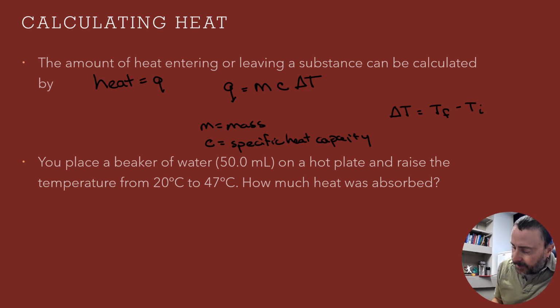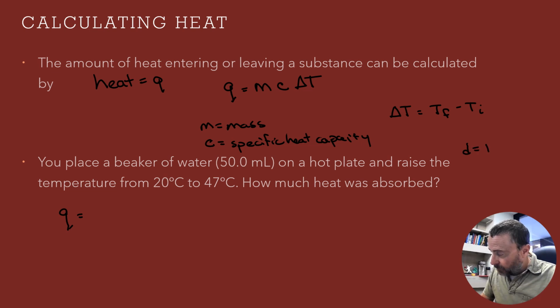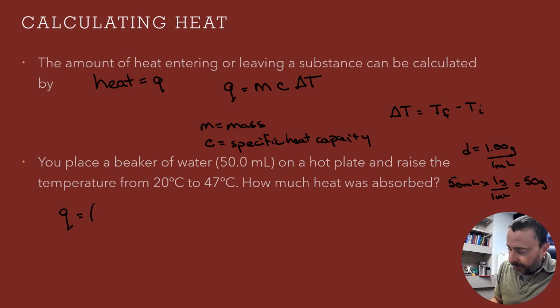Okay, so number one, we're going to calculate our Q. It is equal to the mass of our water. Well, water has a density of 1 gram per milliliter. So 50 milliliters times 1 gram per milliliter is 50 grams. So we've got 50 grams times our specific heat for water. If we go back to that previous table, it is 4.184 joules per gram times degrees Celsius.